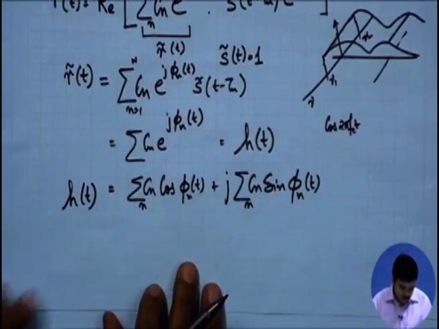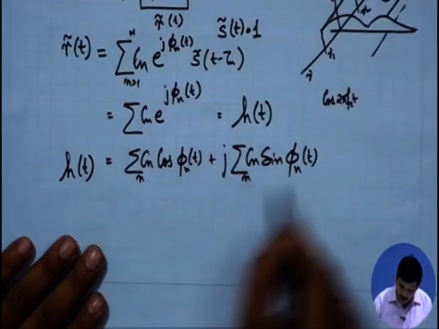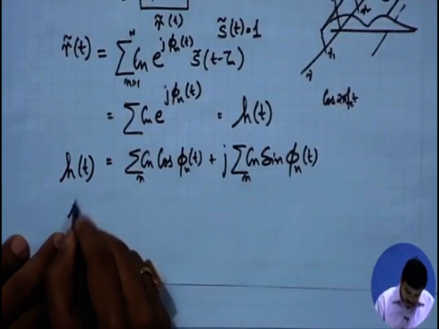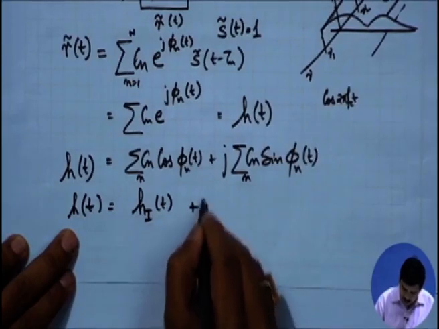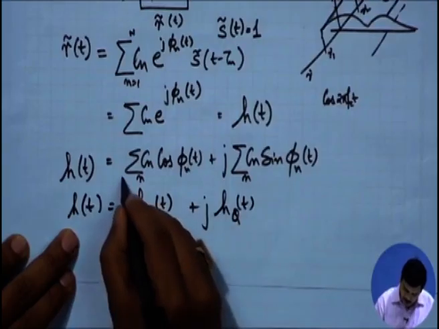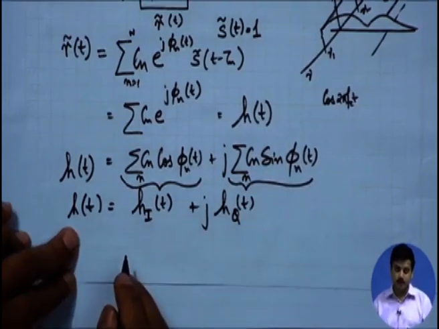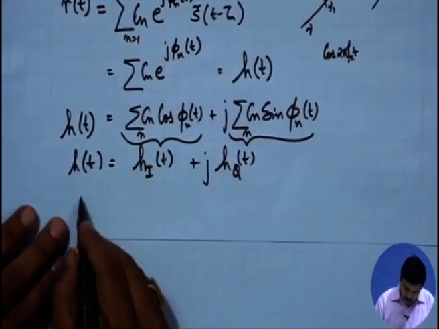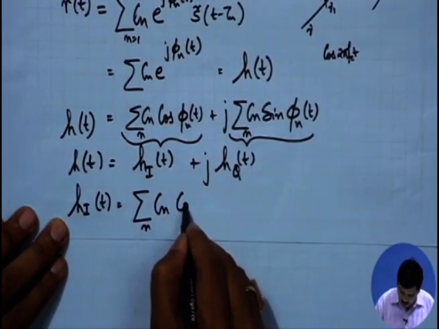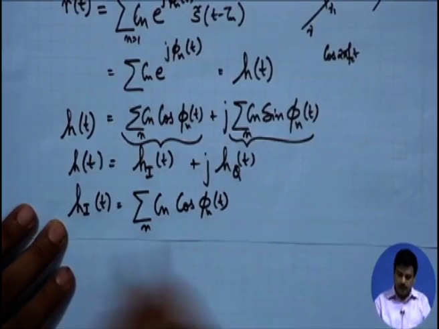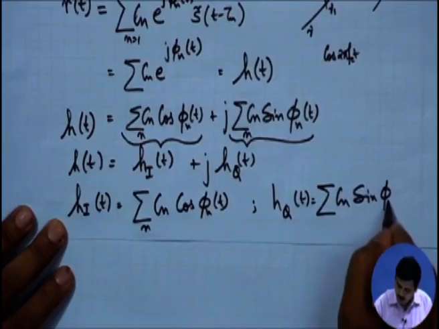Now, in order to study this, we will take a look at the individual real part and imaginary part. So, let us say h of t is equal to h_I of t plus j h_Q of t, where h_I of t is this expression and h_Q of t is this particular expression. So, h_I of t is equal to sum of C_n cos phi_n of t, and h_Q of t is equal to sum of C_n sine phi_n of t.